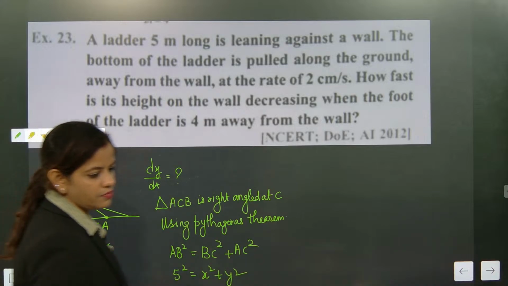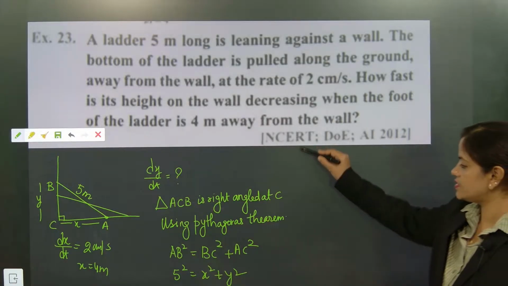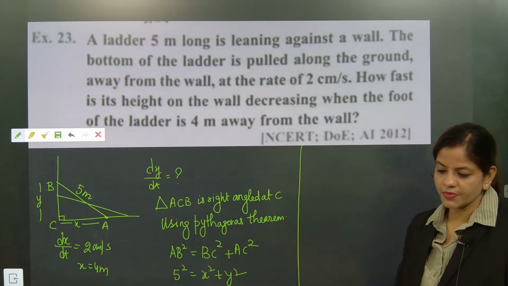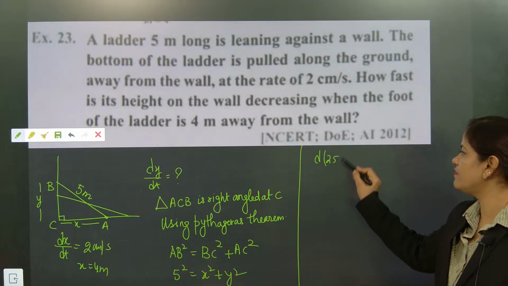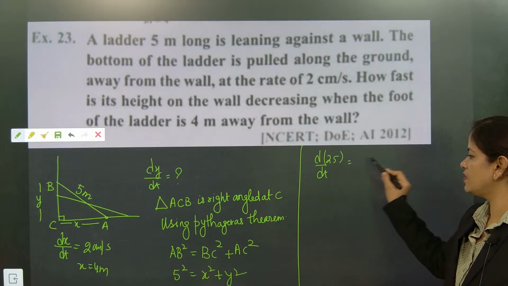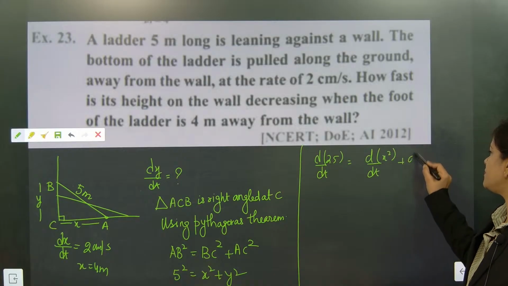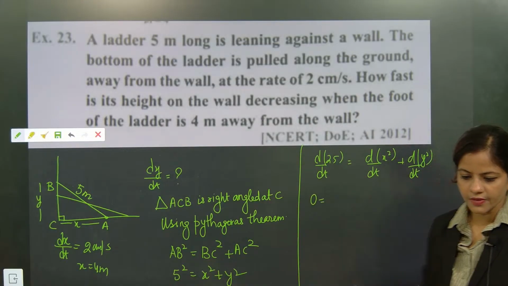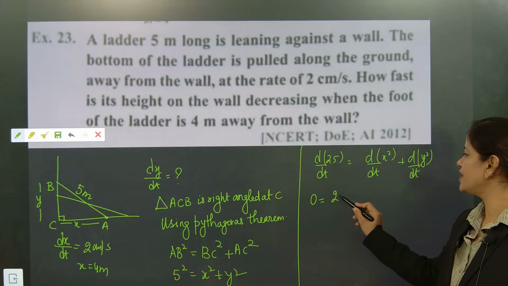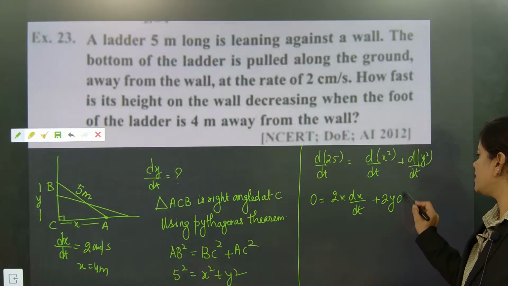Story over here only, because now you are able to solve this question, beta. In class, many times I taught this question. Now if you differentiate with respect to time, what will happen? Differentiation of 25 with respect to t is equal to differentiation of x square with respect to t plus differentiation of y square with respect to t. So here it will become 0, and this part will be 2x dx by dt, and here it will become 2y dy by dt.